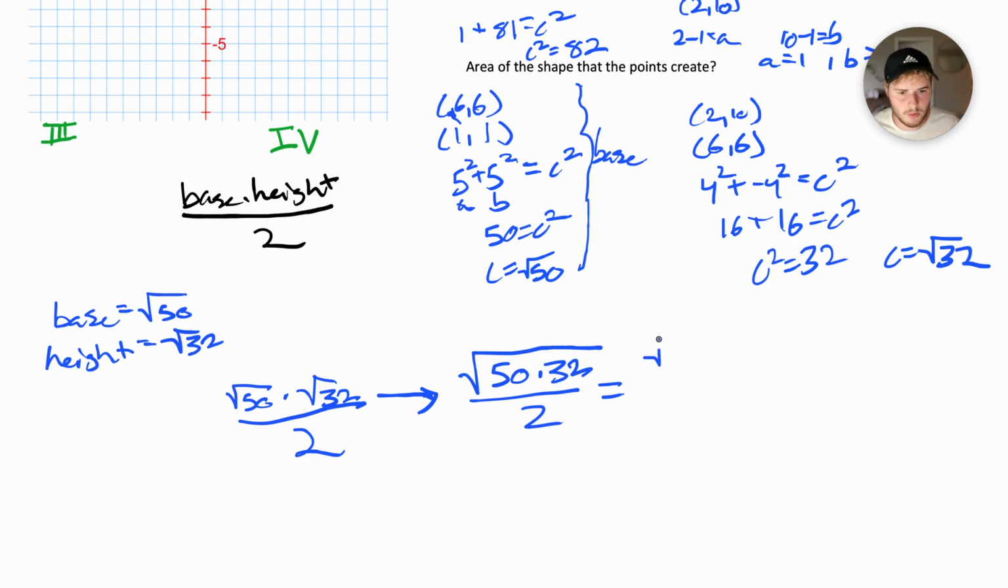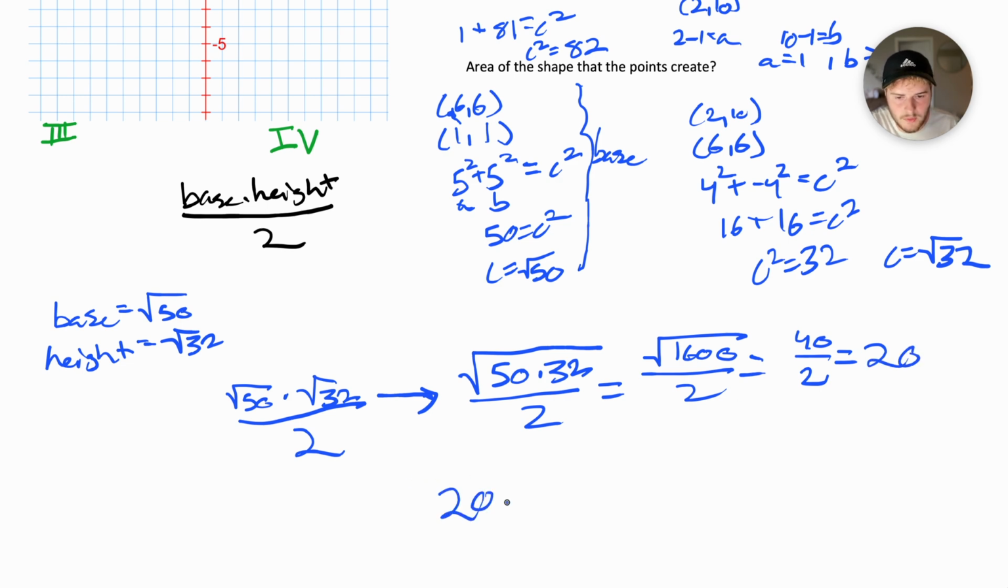So this would be the square root of 1600 all over 2. I believe the top should be 40. Yep. So that means 40 over 2, which means 20. And this would be 20 units squared. So the math did work out super nice there. You might have some problems that aren't nearly as clean.